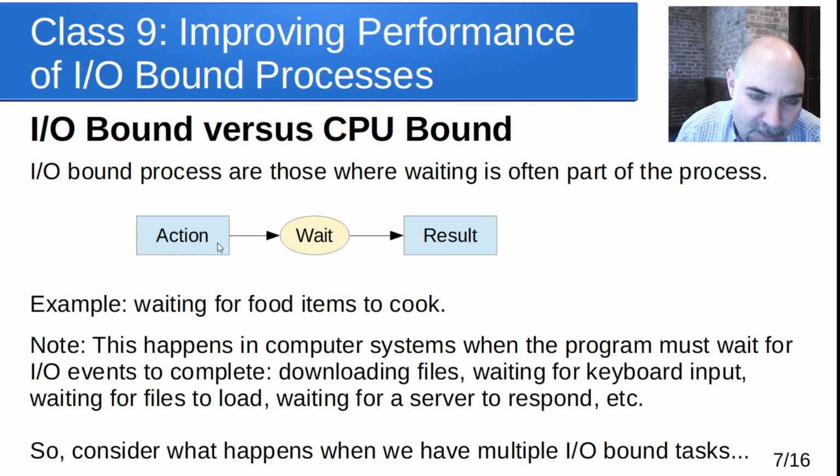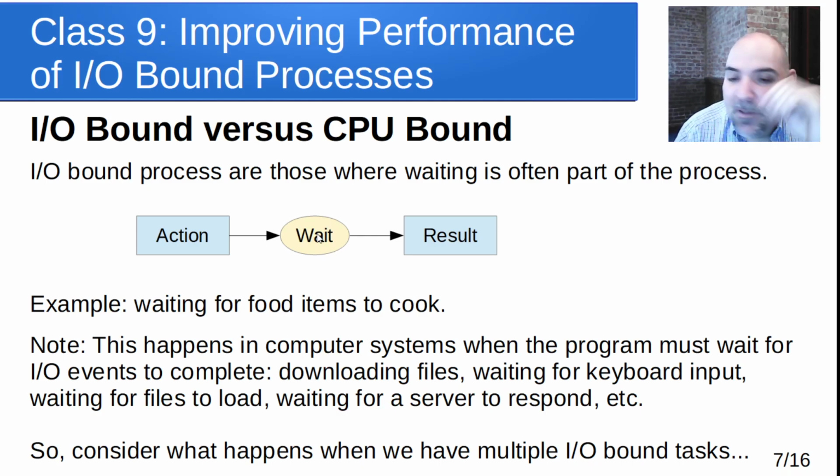I put the chicken in the oven, I set it for an hour and 20 minutes, and then I've got to wait before I can take the chicken and do something with it. Or I put the pie in the refrigerator, and I've got to wait for it to set up. Maybe it's Jello or something like that. But you'll notice that an I/O-bound process, and I/O stands for input output, that we're either waiting for some kind of input or waiting for something to accept that output that we had created. So wait is an integral part of that.